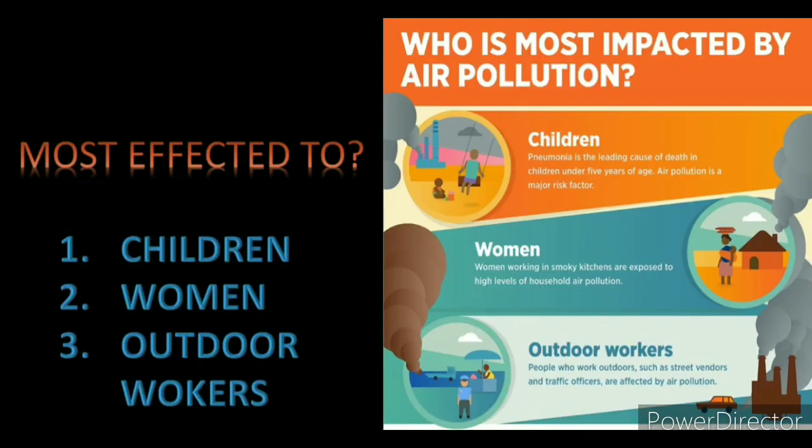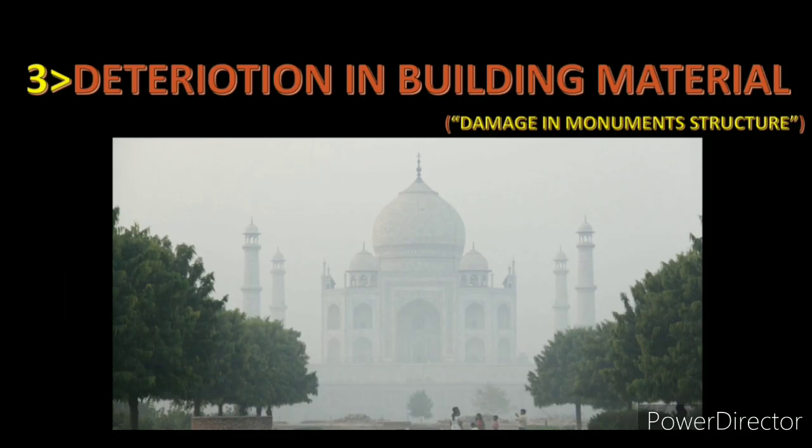Most affected are children, women and outdoor workers. In children, pneumonia is the leading cause of death under 5 years of age, and air pollution is a major risk factor. Women working in smoky kitchens are exposed to high levels of household air pollution. And outdoor workers, such as street vendors and traffic officers, are affected by air pollution and the smoke released from cars.